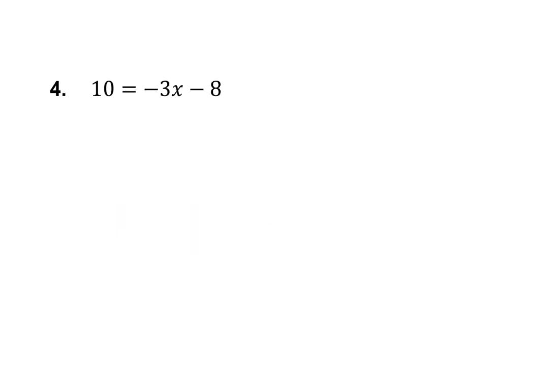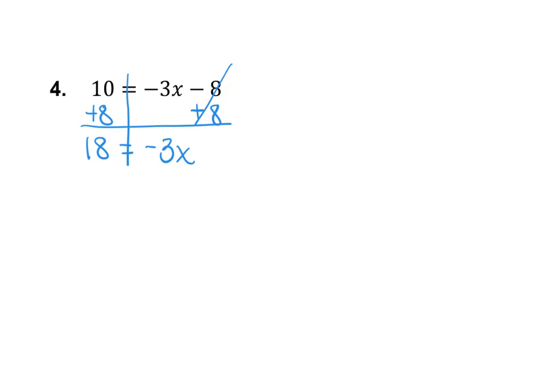All right, so question number 4, we have 10 is equal to negative 3x minus 8. So again, we're isolating the variable by drawing our line down, and we're going to undo the things that are further away from the variable first, or we're undoing the order of operations, which would say to undo the addition or subtraction first. And so since I have a minus 8, to cancel out a minus 8, I would add 8. And what you do to one side, you have to do to the other. You'd have 18 is equal to negative 3x.